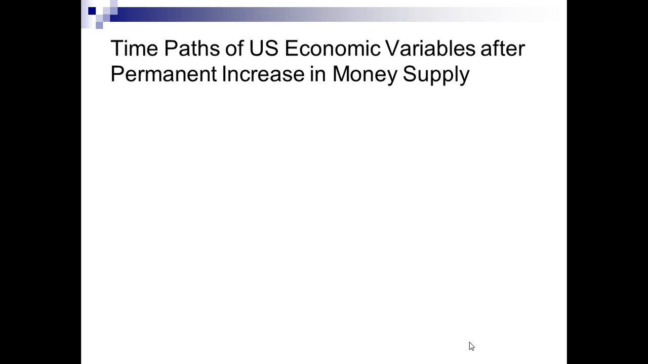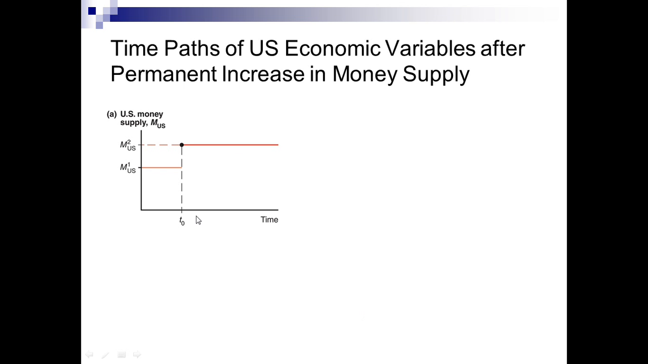Now, I like this time path analysis, and this is analysis of the U.S. economic variables because this is the graphic that I had in terms of U.S. dollars, but this would apply to any home country that had a permanent increase in its money supply. So what we have here is we're going along at money supply 1 until the Federal Reserve or the central bank decides that it's going to permanently increase the money supply. So at T0, this is where the increase occurs, and it's permanent, so we stay at this level continuously.